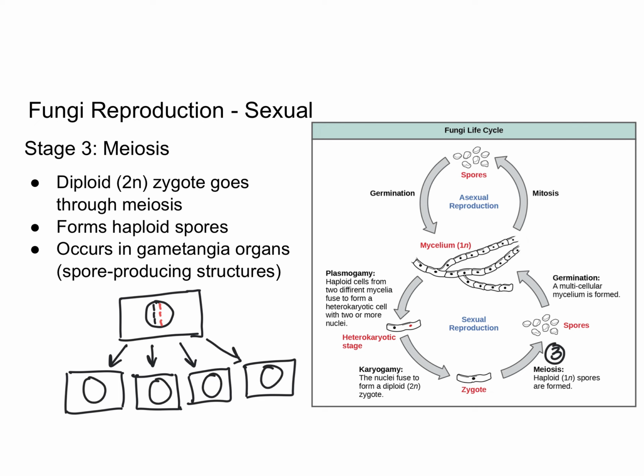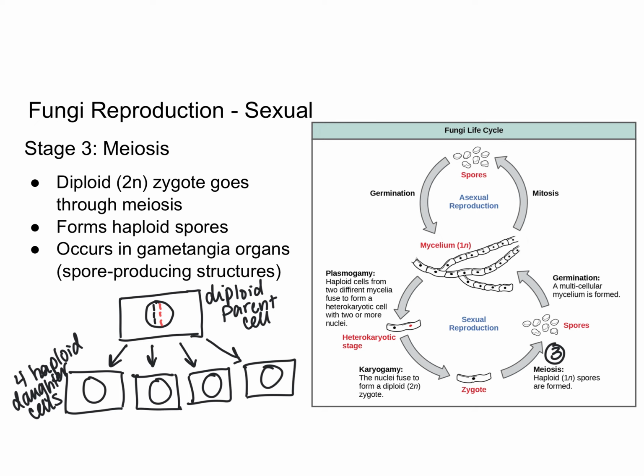But these daughter cells are going to be haploid. Remember, they originally came from a diploid parent cell. And during this process of meiosis, these paired chromosomes are essentially going to be shuffled and then dealt out kind of randomly into these daughter cells.